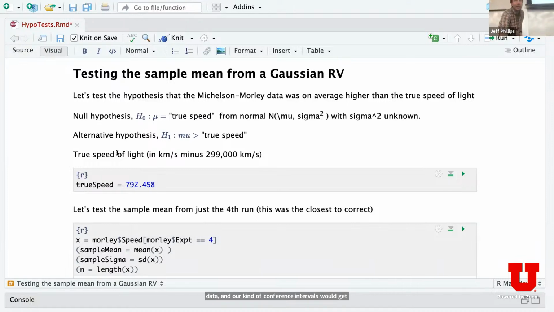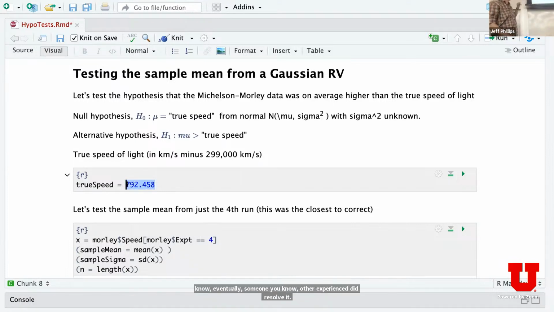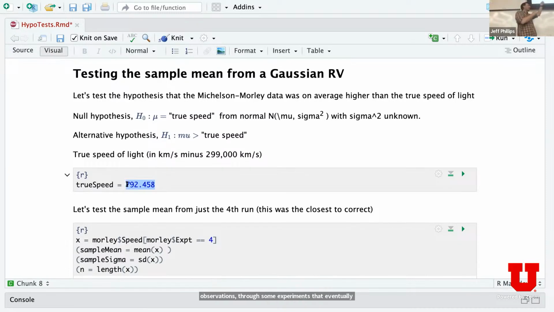Eventually other experiments did resolve it, down to this value, and I believe this is correct: 299,792.458 kilometers per second. How did they get that value? Through empirical observations, through some experiment that eventually was accurate enough and unbiased enough that they were able to confidently resolve it. But these were like the first experiments.